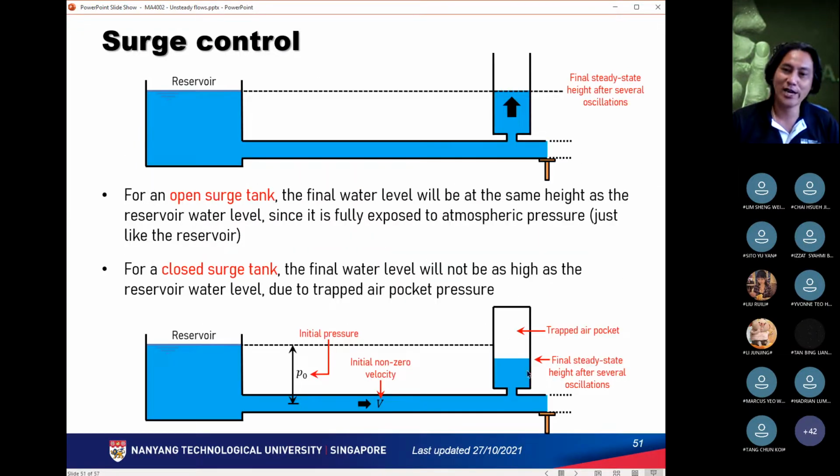But the most interesting difference between a closed surge tank and an open surge tank is that because of this trapped air pocket within the closed surge tank, the water level of the reservoir will not be the same as the final water level of the water inside the surge tank.